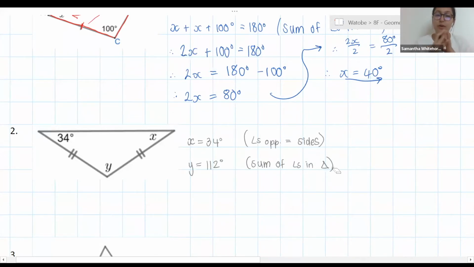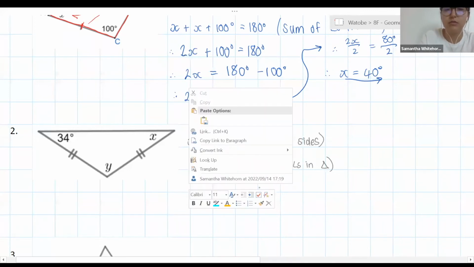So what I want to point out here is it is absolutely fine for you to write your answers like this. So what I mean by that is to not show working out, especially when the working out is a little bit easier. If you don't show the working out for the sum of angles in a triangle, it's absolutely fine to just write your answer. However, if you're not feeling so confident, that's okay.